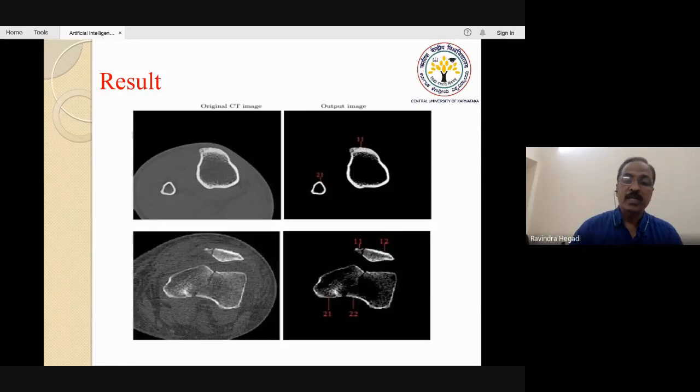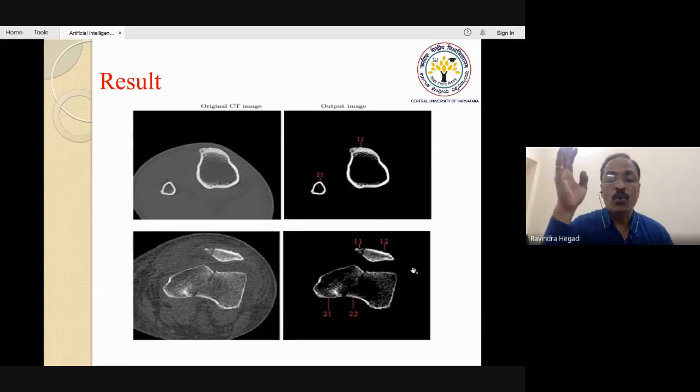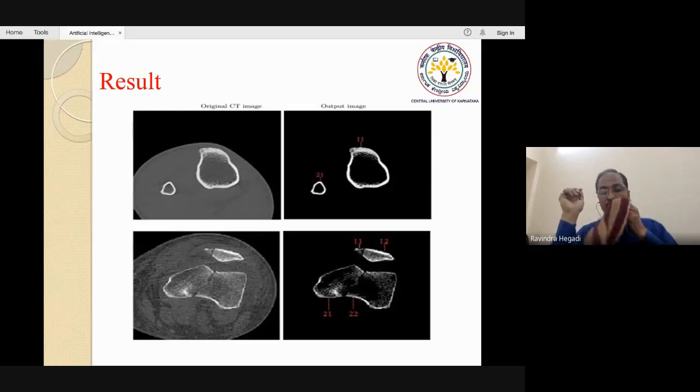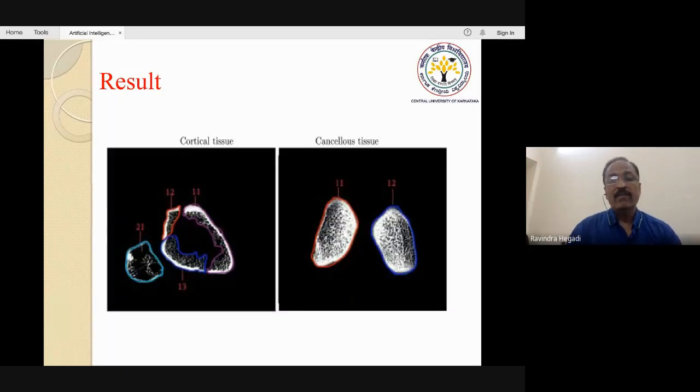In the upper one, you can see only two labels, 11 and 21. In the lower, you can see 4 labels, that is, each is broken into two pieces: 11 and 12, and then 21 and 24. So likewise in the cortical tissue, you can see the labeling we have done with a different color for each label. You can see 21, 13, 12, 11.